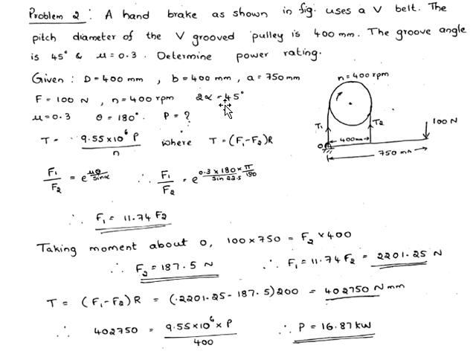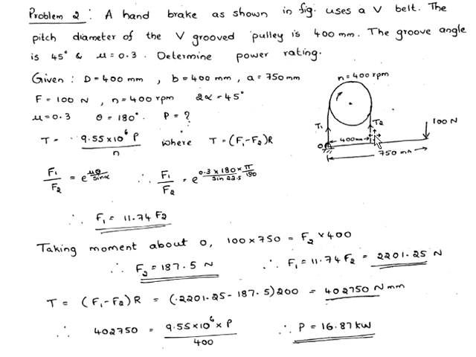and 2 alpha is 45 degree, that is given in the question. Groove angle is 2 alpha. In a V belt, you can go through the V belt chapter again if you wish to know what is groove angle. So groove angle is 45 degree, that means 2 alpha is equal to 45. Therefore alpha will be 22.5. Substitute all the values, you will get F1 is equal to 11.74 F2.